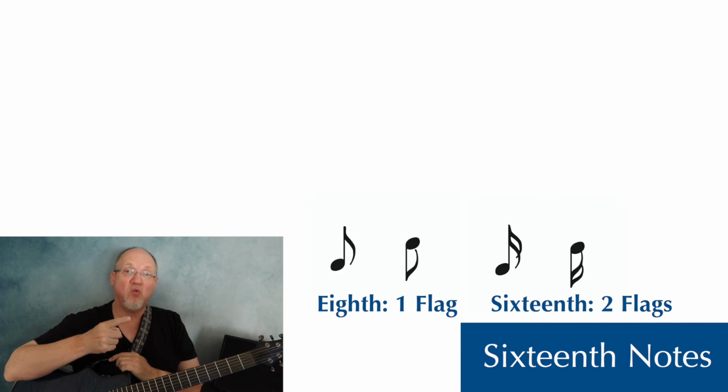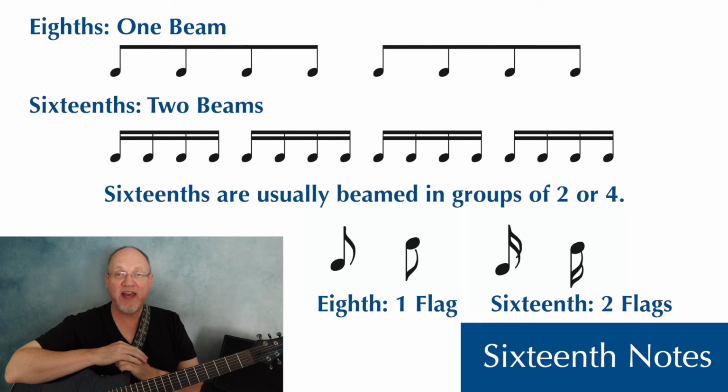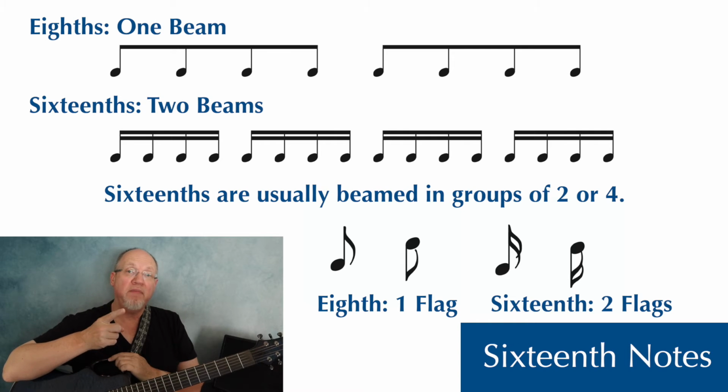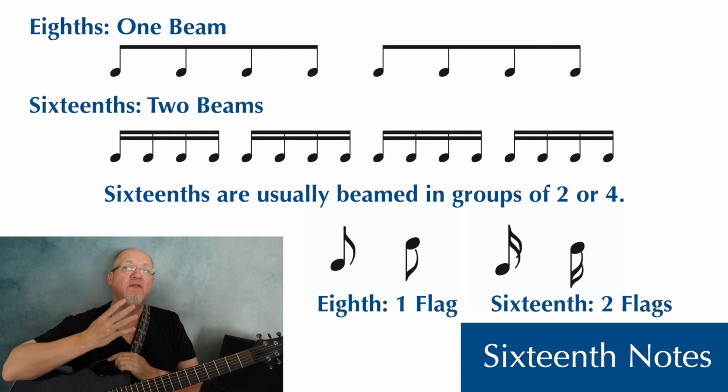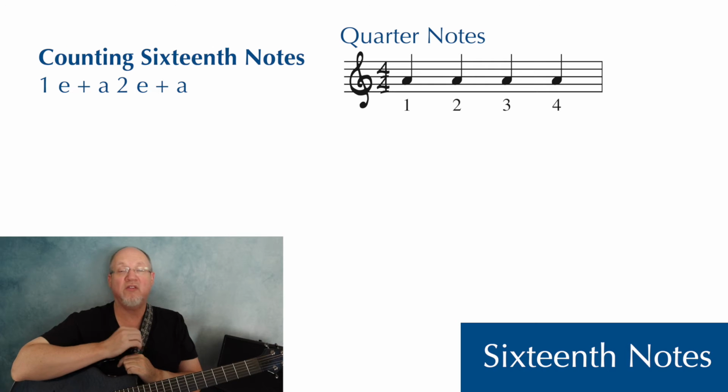The last rhythm we're going to look at in this video is the 16th note. A single eighth note has one flag, and a single 16th note has two flags. Just like eighth notes, 16th notes are usually beamed together. Eighth notes have one beam and 16th notes have two beams, and usually you're going to see them beamed together in groups of 2 or 4. Eighth notes are twice as fast as quarter notes, and 16th notes are twice as fast as eighth notes. You count quarter notes 1, 2, 3, 4.